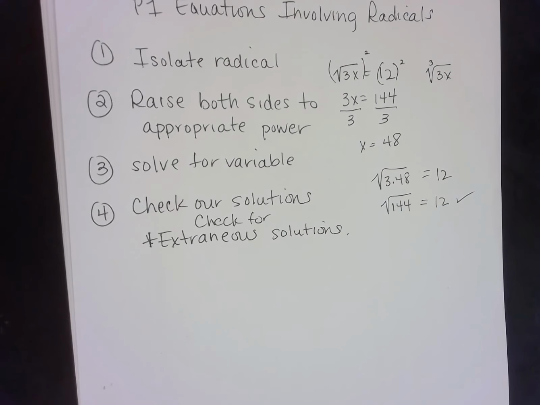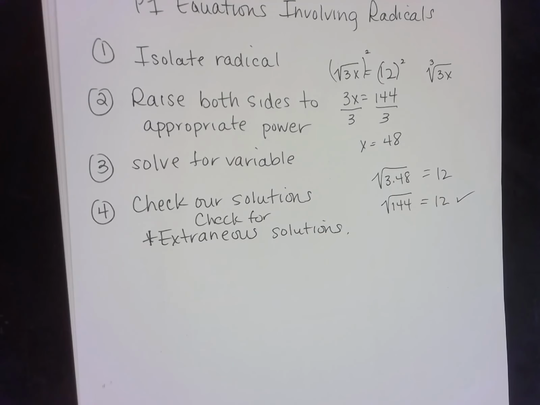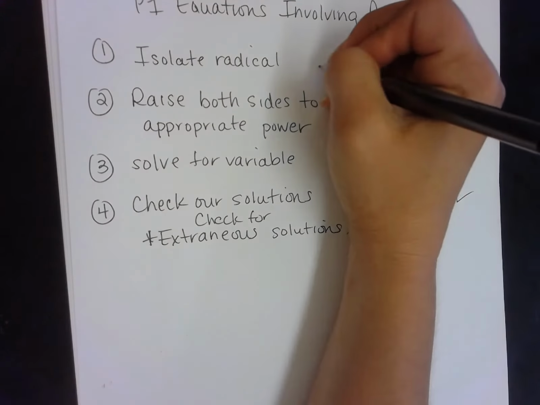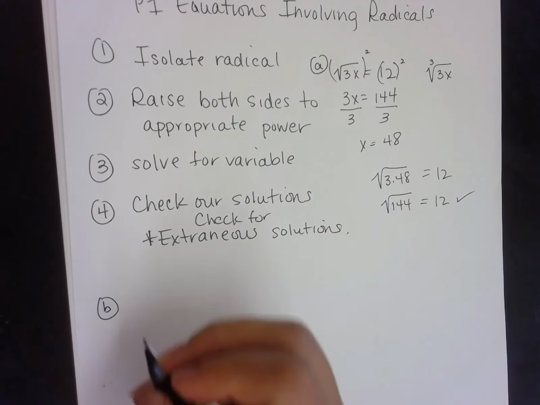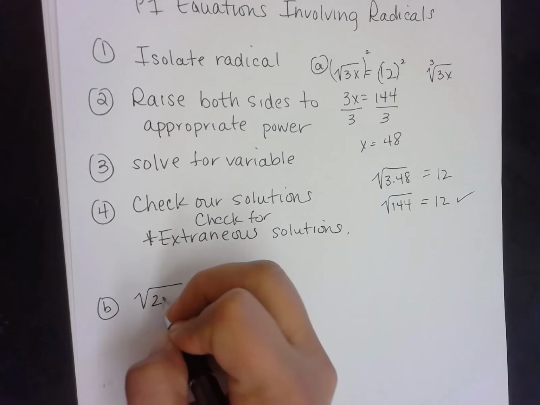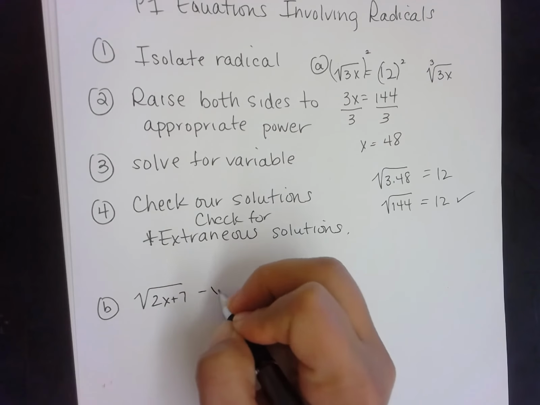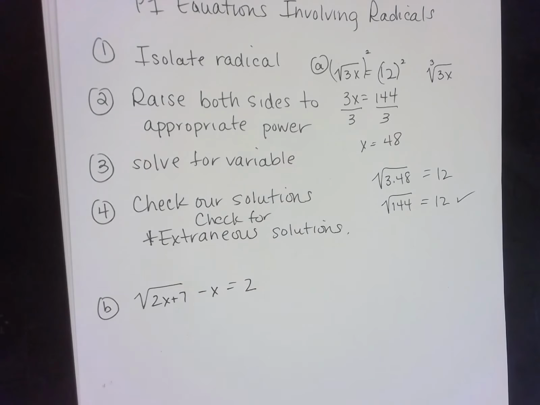We're going to go through these same exact steps again. So let's look at, we'll call this example A. Example B here is the square root of 2x plus 7 minus x is equal to 2. Step 1 says to isolate the radical. This is a really important step.